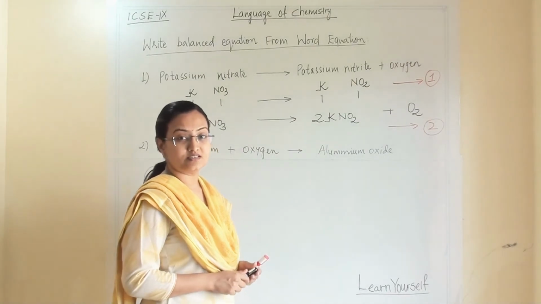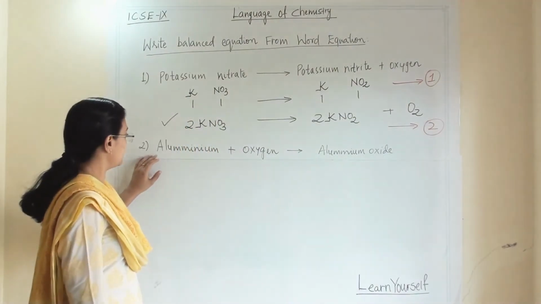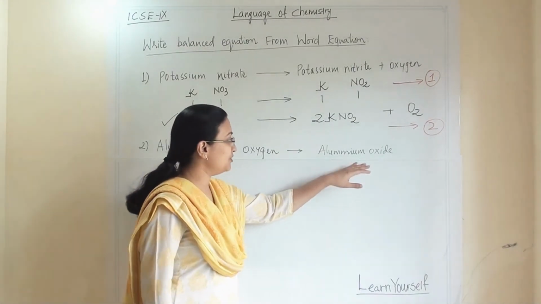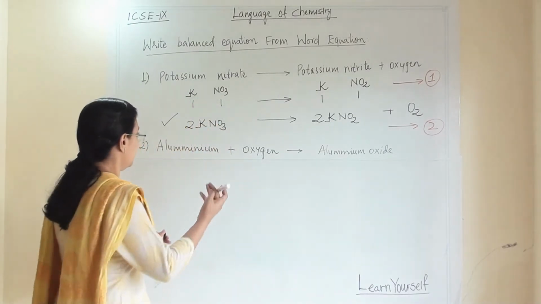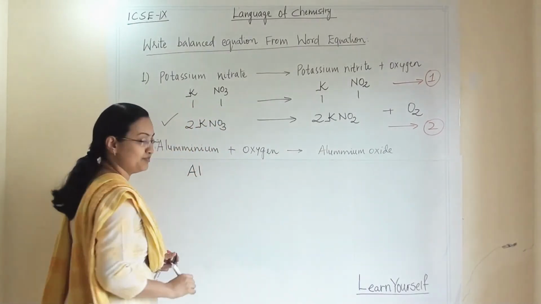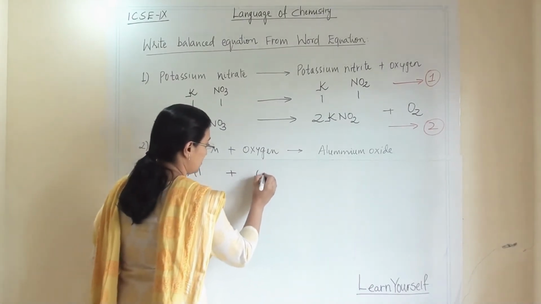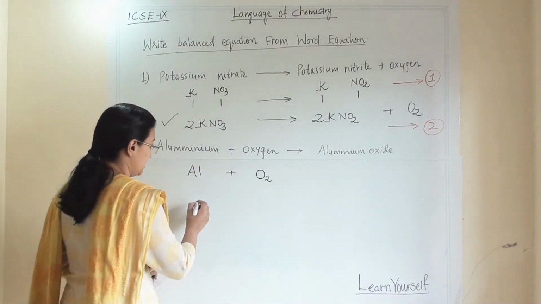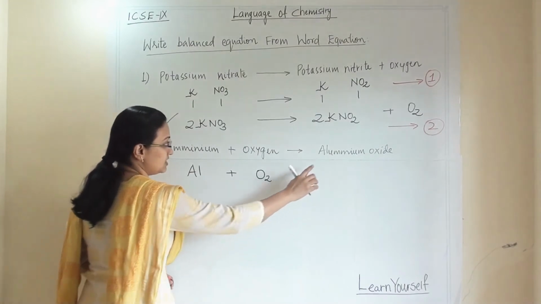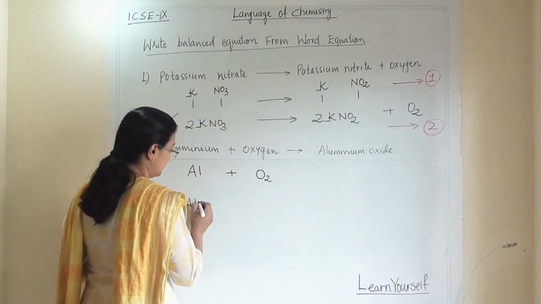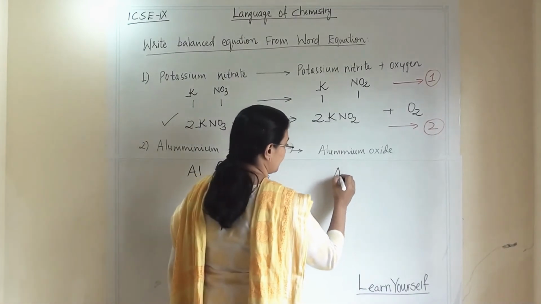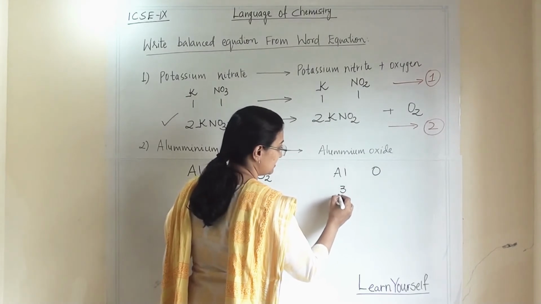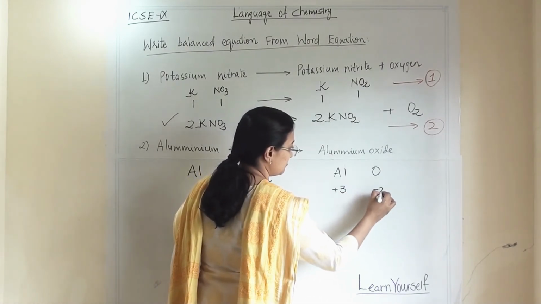Now let us understand the second equation. Our word equation is aluminium plus oxygen will give us aluminium oxide. So first let us write aluminium. Then oxygen. Oxygen cannot be alone, so it has to be O2. Now let us see the aluminium oxide formula. This is aluminium, this is oxygen. Aluminium's valency is plus 3 and here it is minus 2.